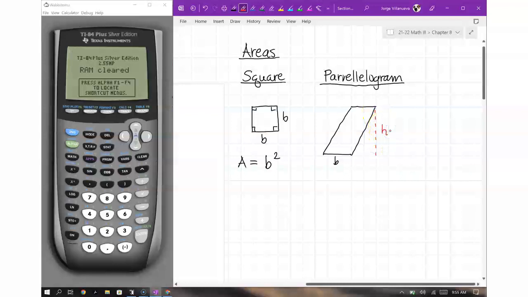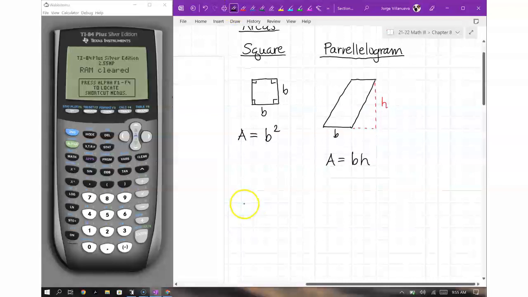That's your height. Now, the good news is, in this homework, you don't have to worry about finding it. If I'm correct, everything's already given to you. You just got to identify it and use it. So for the parallelogram, you have to kind of imagine that dropped h, and it goes over. So the area is just base times height. Okay, so that's for the parallelogram.